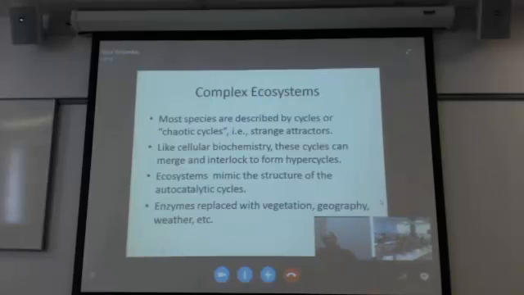Just like the example I had from cellular biochemistry right at the beginning. These cycles can merge and interlock to form what are called hypercycles. In other words, interlocking cycles, almost like gears, so that one cycle drives another cycle over here, and you suddenly have lots of predators and prey in some sort of interlocking cycle. You can even have catalytic things. Human beings can move into an area and force the prey into a smaller land space, where the predators can catch them faster. So human beings can be a catalyst.